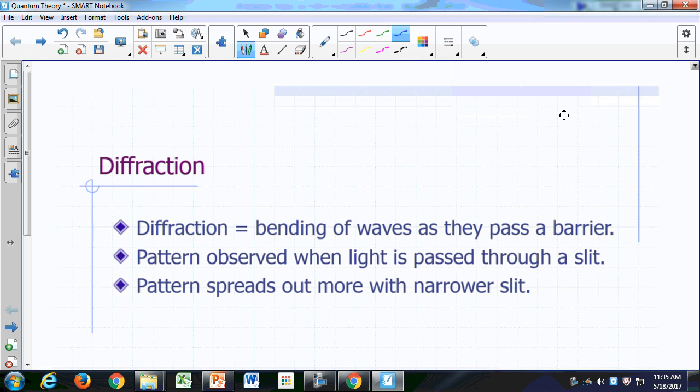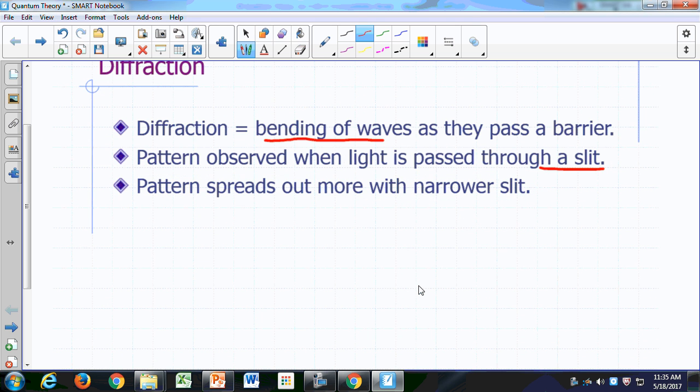Diffraction is a characteristic of waves, and the term refers to the bending of waves as they pass through a barrier. Now, since light is an electromagnetic wave, we expect light to exhibit diffraction. And light does this when you pass it through a slit. The pattern you observe is called a diffraction pattern for the light. And exactly what does this mean?